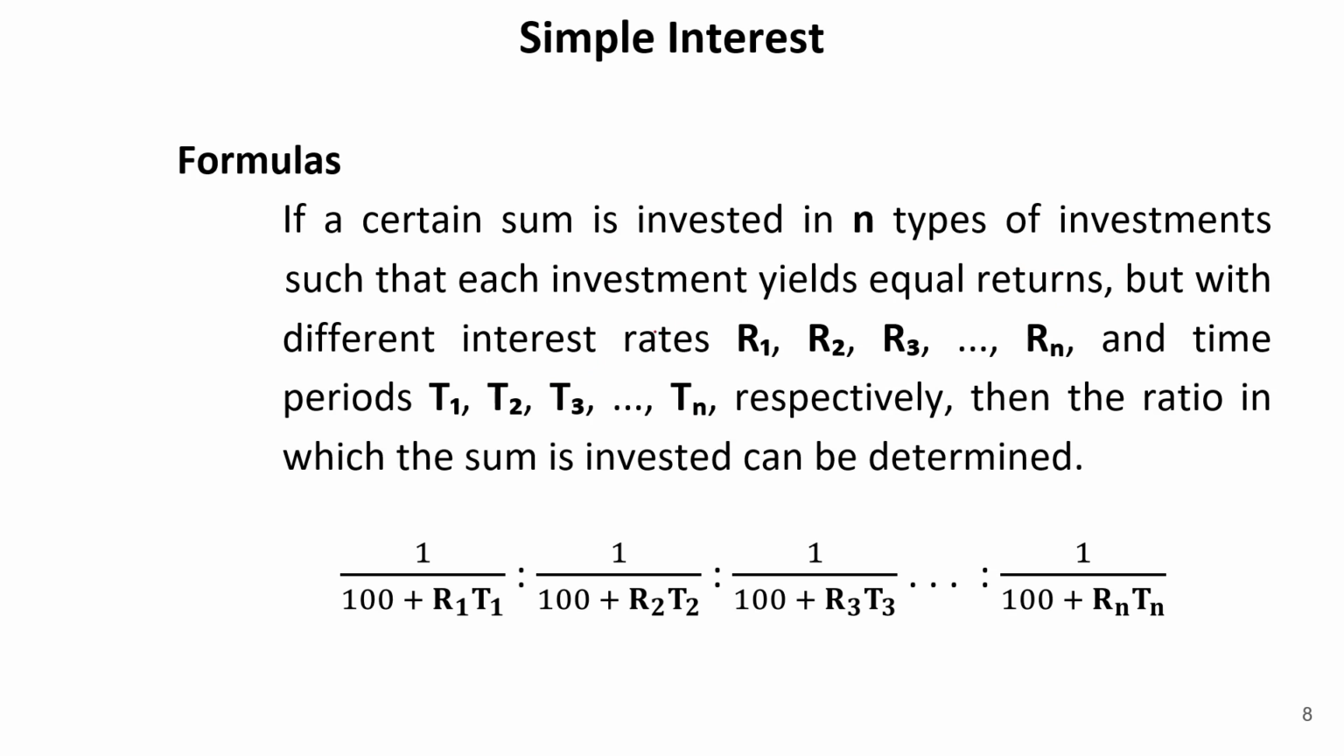If a certain sum is invested in N types of investments such that each investment yields equal returns, but with different interest rates R1, R2, R3, ..., Rn and time periods T1, T2, T3, ..., Tn respectively, then the ratio in which the sum is invested is 1/(100 + R1T1) : 1/(100 + R2T2) : 1/(100 + R3T3) : ... : 1/(100 + RnTn).